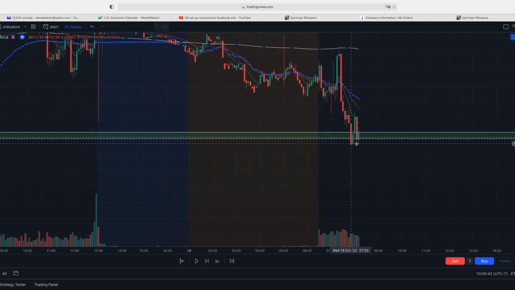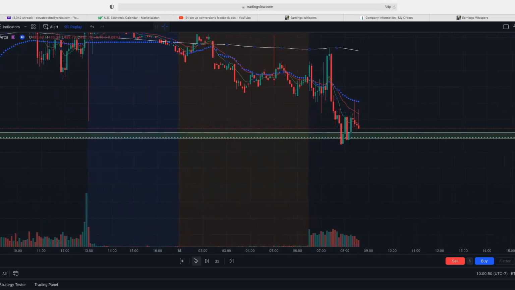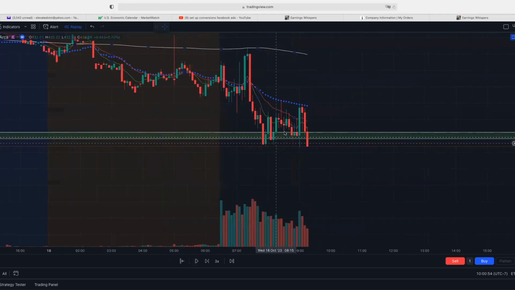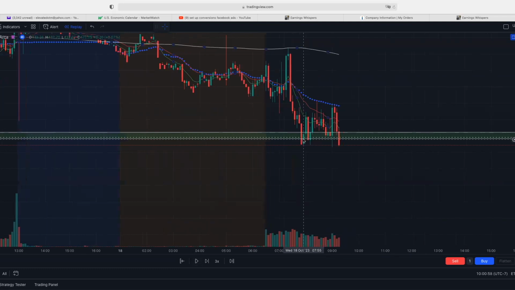Same thing, right? You never get a full close below the level, especially on that retest. There it is again. And there it goes again. You break below the level, but don't close below the level. You want to get a full close below the level.